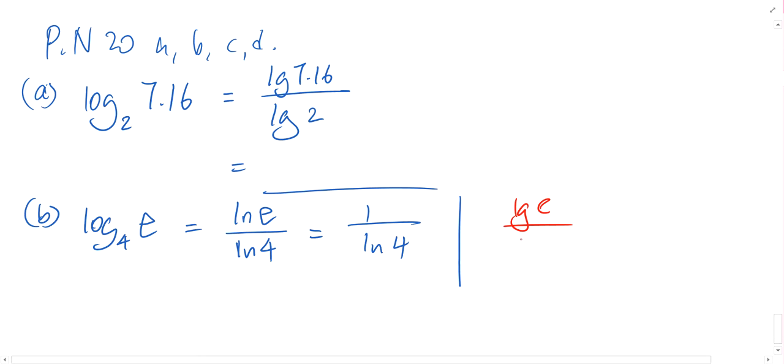log e divided by log 4. You'll still get the same answer. But just note that since there's an e, then might as well use ln, because I'll get 1 over there.